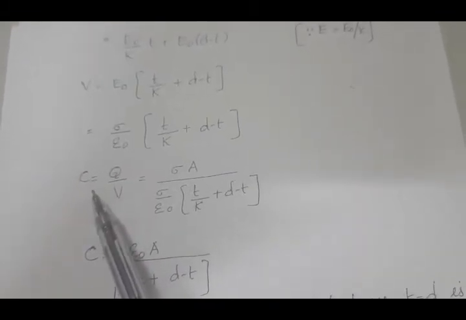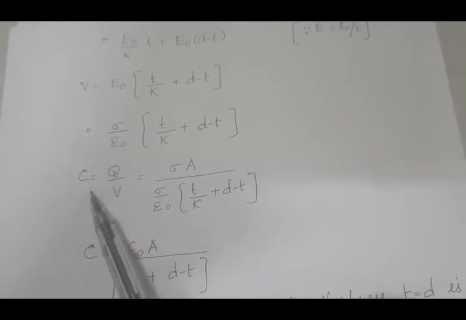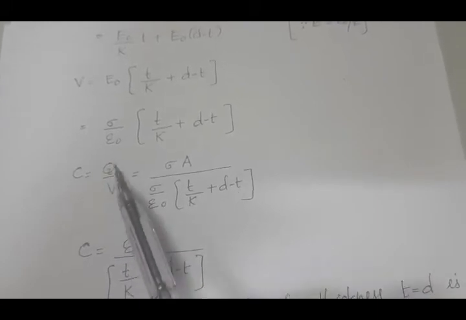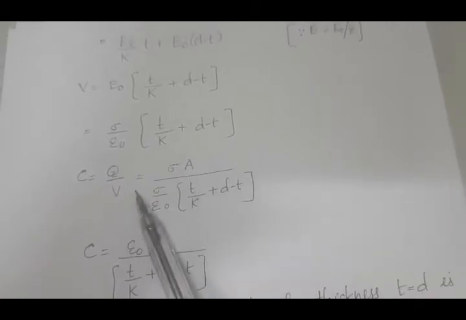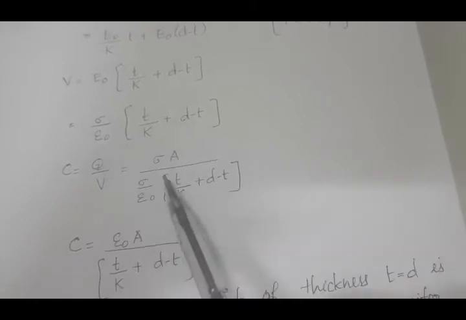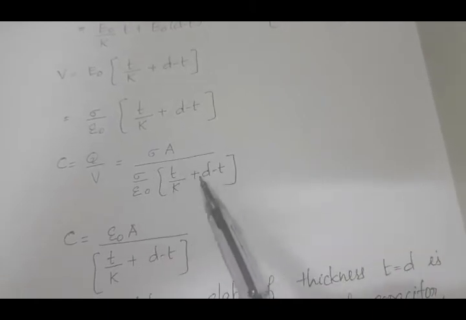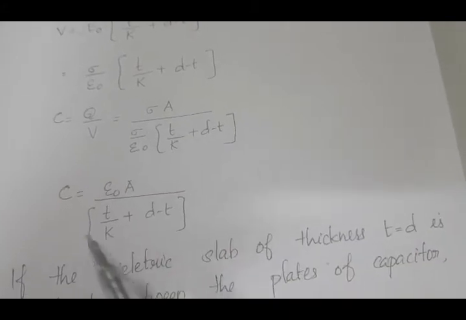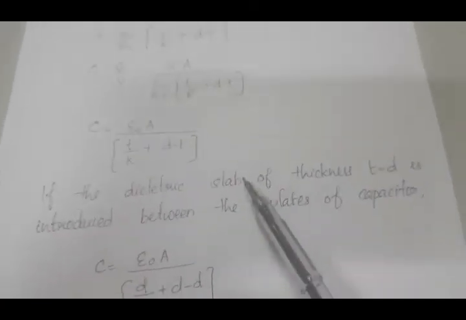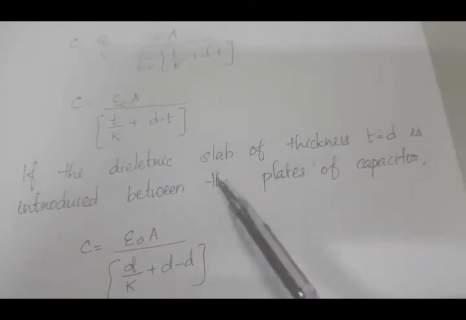Now we are going to write the expression for capacitance. Capacitance is Q by V. What is Q? Q is equal to sigma into A, that is surface charge density into A. For V, this value you have to substitute: sigma by epsilon 0 into T by K plus D minus T. Now here sigma and sigma will be cancelled. You will get C is equal to epsilon 0 A by T by K plus D minus T. This expression is actually needed for our numericals.